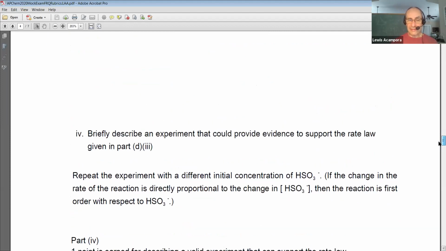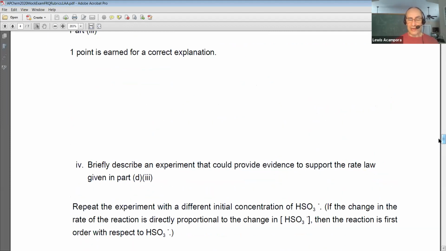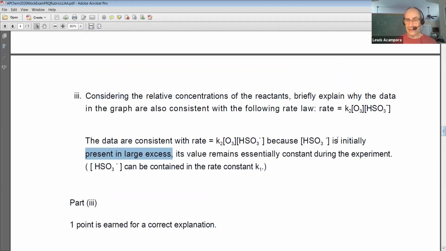And then in the last part here, describe an experiment that could provide evidence to support the rate law given in DIII, and that is this one here. In other words, how would you figure out whether this exponent here is 1, or it could be a 0, or it could be a 2? If this remains constant, then you can't really tell from this one experiment what the value of the exponent is. Can you design an experiment that would let you know that?